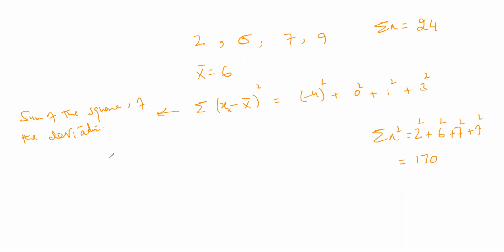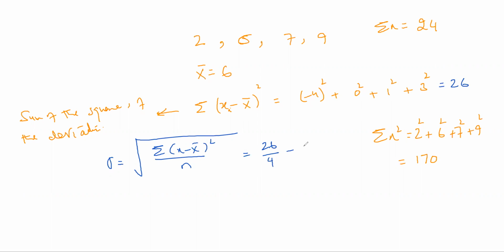One of the formulas tells us that this is going to be sigma x minus mean whole square over n. So this sigma x minus mean whole square is 16 plus 1 is 17 plus 9 is 26. So this is 26 over 4. And the mean was 6.